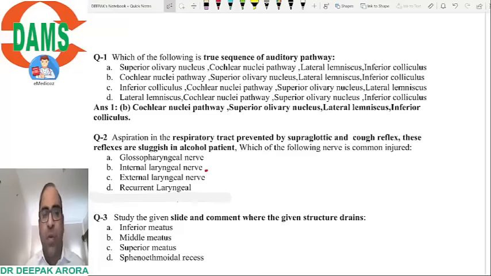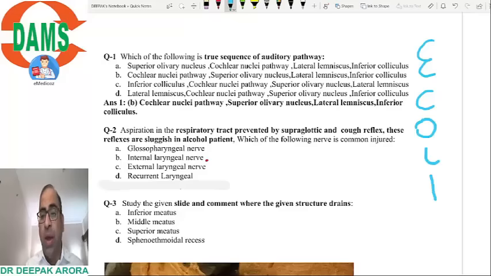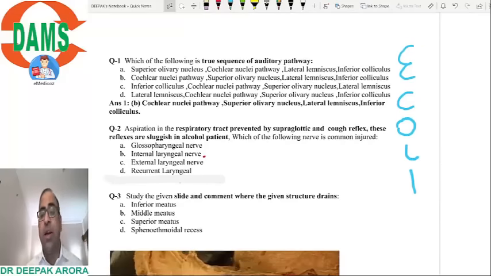Let us start with the first one. Which of the following is a true sequence of auditory pathway? Very basic integrated MCQ of your anatomy, physio, ENT. So what is the auditory pathway? That is the retrocochlear compartment. So what is the retrocochlear compartment? Beta? ECOLI. And which are the two highest centers? Two highest centers are MA, medial geniculate body, and auditory cortex.